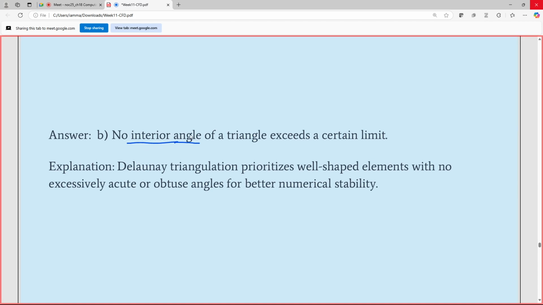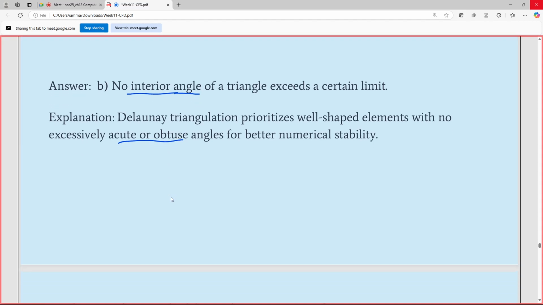Delaunay triangulation methods try to create well-shaped elements with no excessively acute or obtuse angles for better numerical stability. So the triangulation or the division of the domain or space is based on limiting the range of the interior angles of triangles. Moving on to the next question.